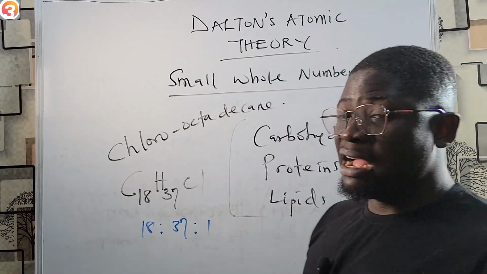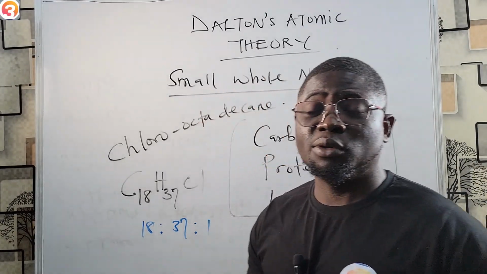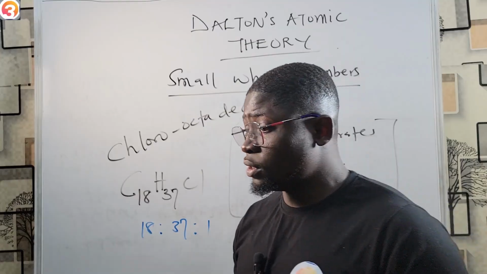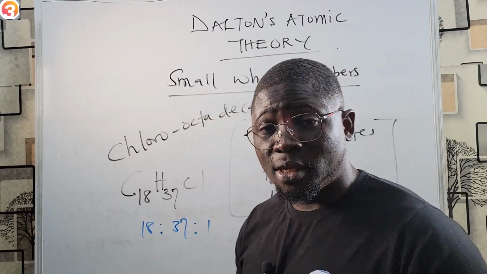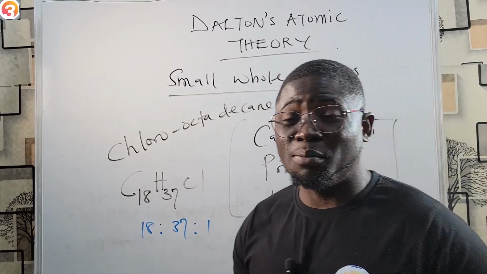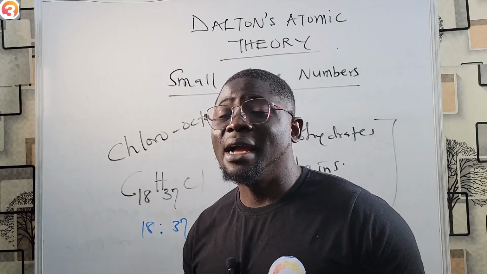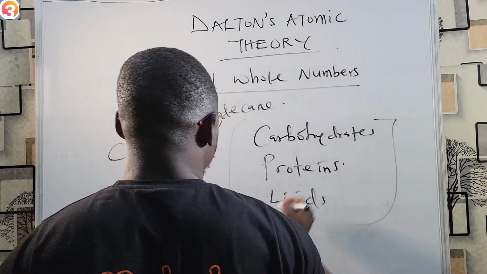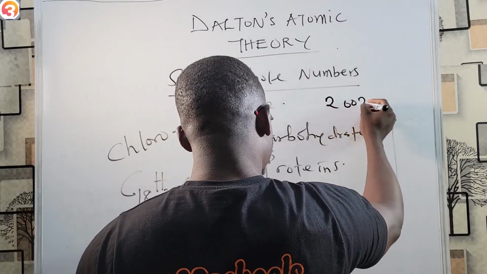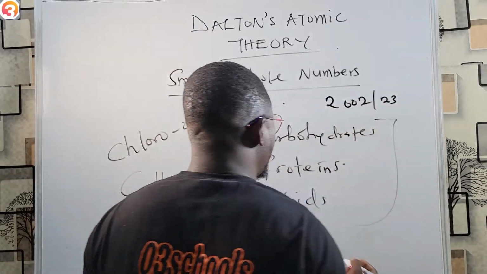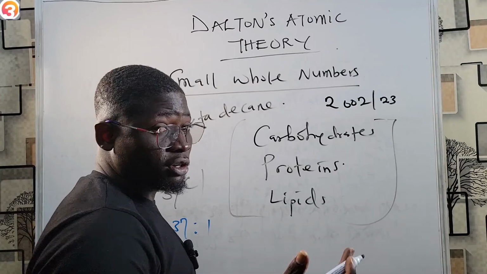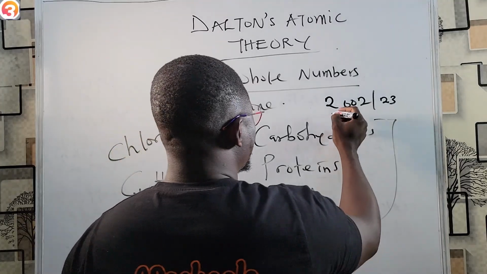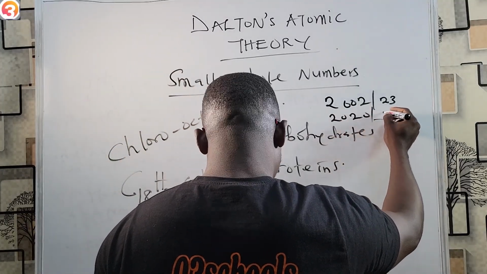All right. So for revision's sake, for you to be able to practice, of course, download the O3Schools JAMB app. Do not forget that this video is brought to you by the O3Schools JAMB app. You can download the app and search for 2002 number 23. This is a question on John Dalton's atomic theory. It was also repeated in the year 2020, question number 2.